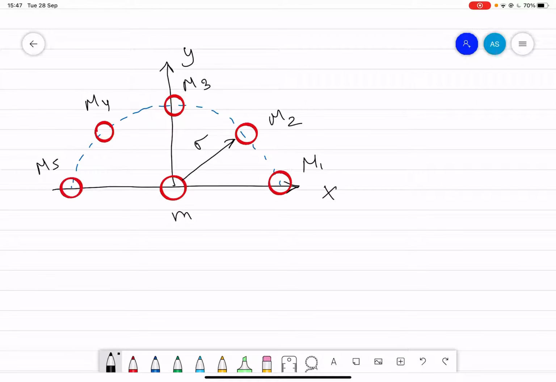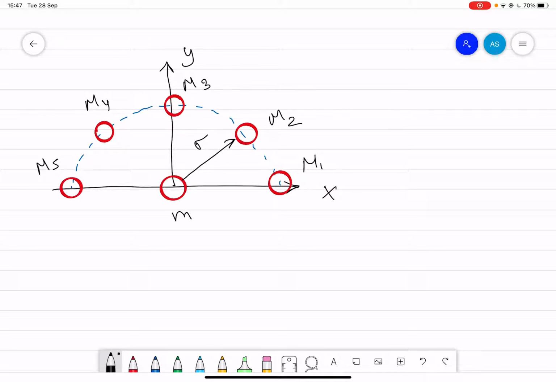Here we have 5 equal masses, capital M. They are equally spaced on the arc of the semicircle of the radius 2 meters. A mass of small m is placed at the center of the curvature of the arc. What is the magnitude of the force on mass m due to the other 5 masses?